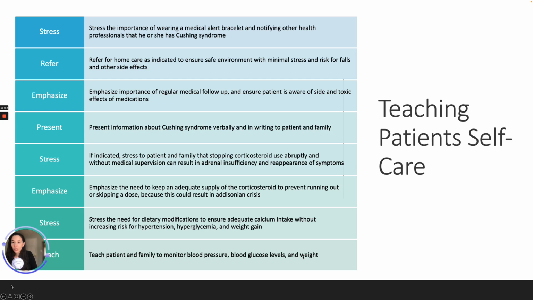If indicated, stress to the patient and the family that stopping corticosteroid use abruptly and without medical supervision can result in adrenal insufficiency and reappearance of symptoms. We want to emphasize the need for an adequate supply of corticosteroids to prevent running out or skipping a dose, because this could result in an Addisonian crisis. We want to stress the need for dietary modifications to ensure adequate calcium intake without increased risk for hypertension, hyperglycemia, and weight gain. We want to teach the patient and family to monitor blood pressure, blood glucose levels, and weights.